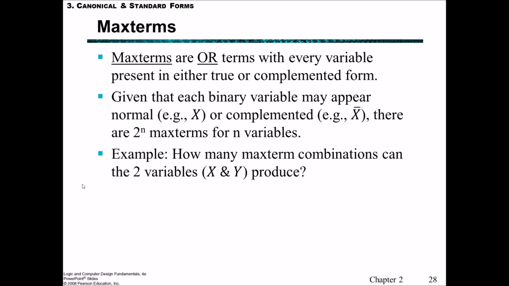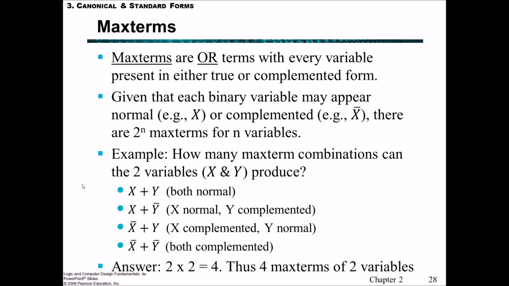Another example, this time for the maxterm combinations given the 2 variables x and y. So that is, we have x or y, where they're both normal, x or not y, where x is normal, y is complemented, not x or y, where x is complemented and y is normal, and finally not x or not y, where they're both complemented. So once again we have 2 to the 2 for maxterms.